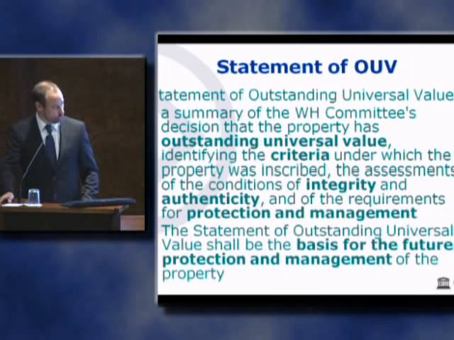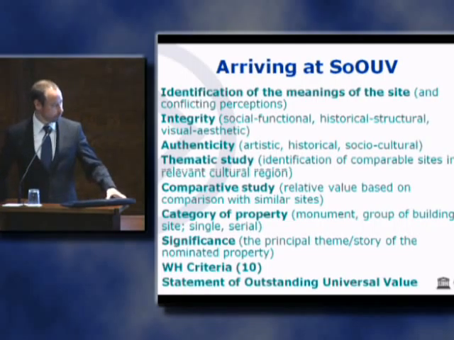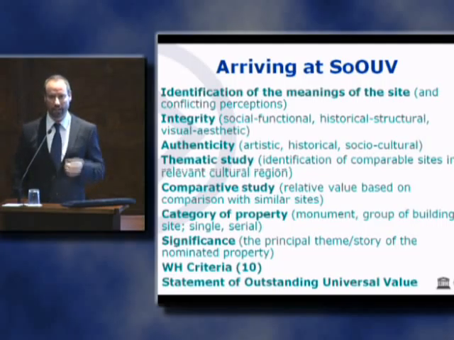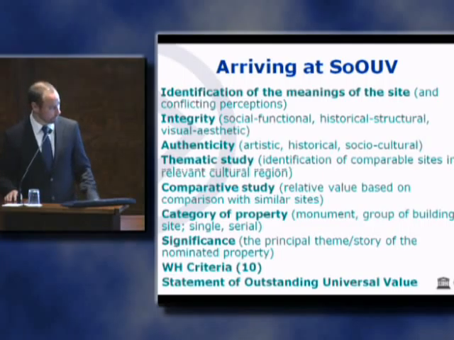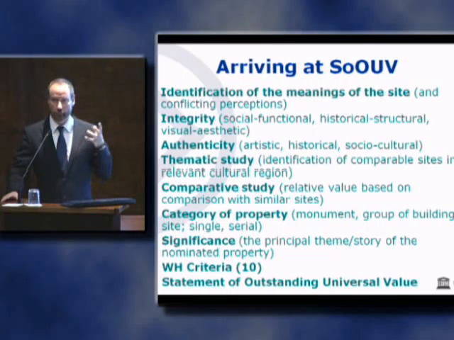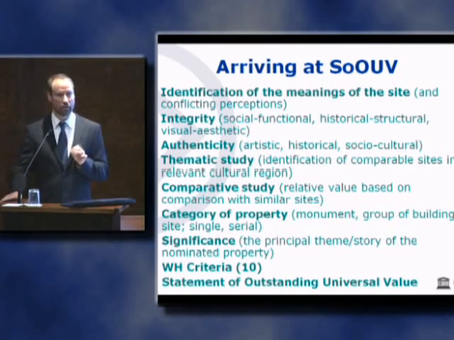Now, the statement of outstanding universal value shall be the basis for the future protection and management of the property, the last bullet point. The World Heritage Committee, together with its advisory bodies, has established a process of arriving at a statement of outstanding universal value, incredibly important to justify protection and to justify nomination to the World Heritage List, and of course, a guiding principle for conservation and management. I would like to focus on the first bullet point, the identification of the meanings of the site and conflicting perceptions. Now, I will demonstrate through three cases later on that this identification of the meanings of the site is something that requires a lot of work by us.